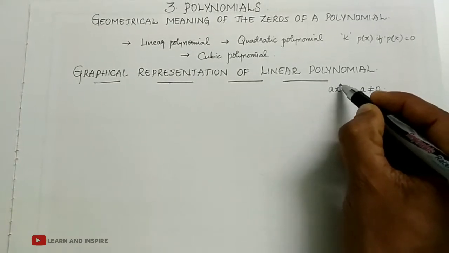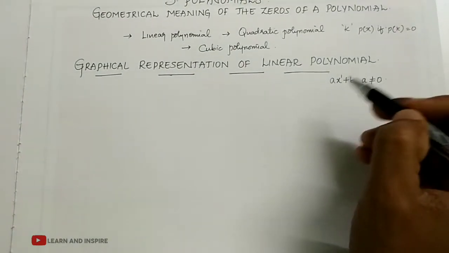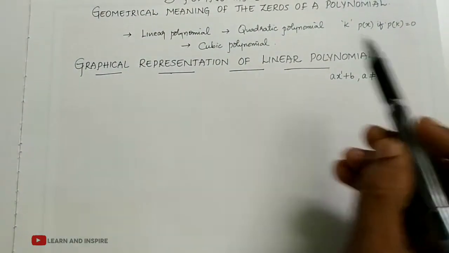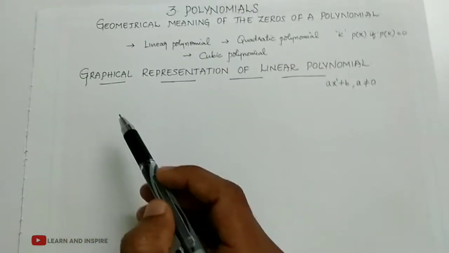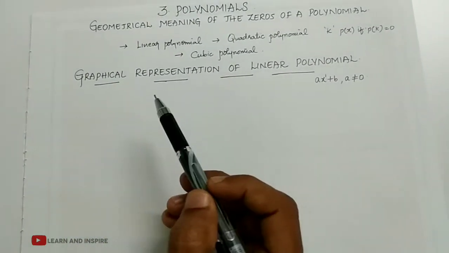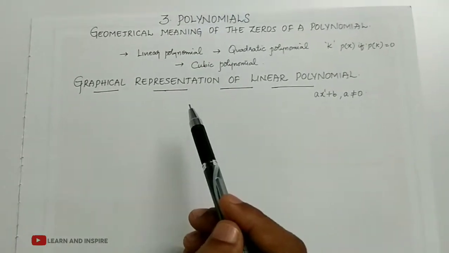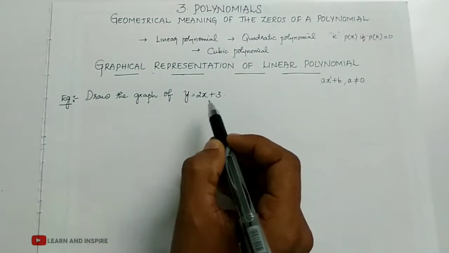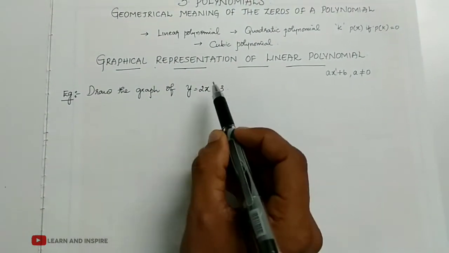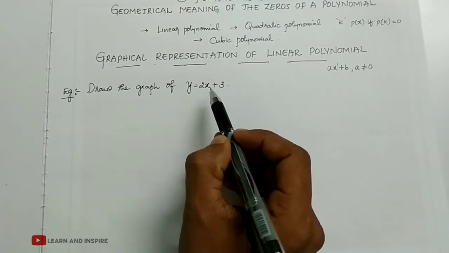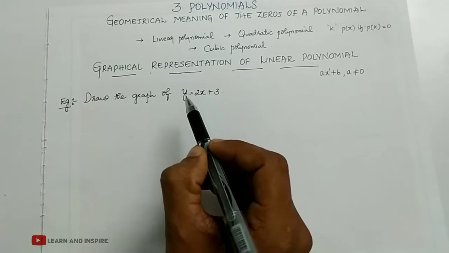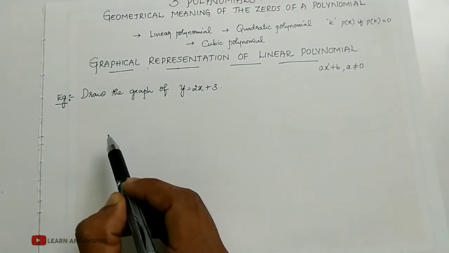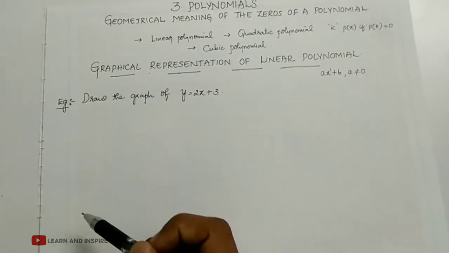In this polynomial the highest degree is 1. If the degree is 1, then it is a linear polynomial. From this polynomial we can represent a graph. Now let us see the first question, how to represent a graph of a linear polynomial. Draw the graph of y equals 2x plus 3. We substitute values of x and find the values of y, then we get coordinate points of x and y, from which we can plot the graph.